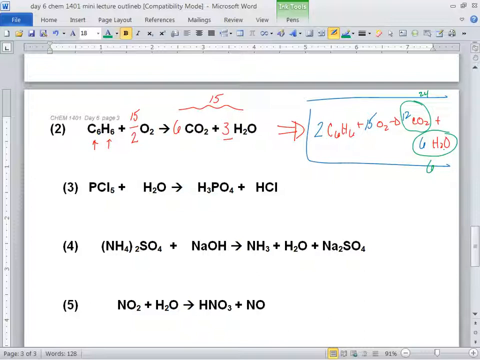Now, in number 3, there's no element sitting there by itself, but see if you can leave the ugly ones for last. For example, look at hydrogen showing up all over the place. So I probably wouldn't do it first. Do something like P or O or something first.